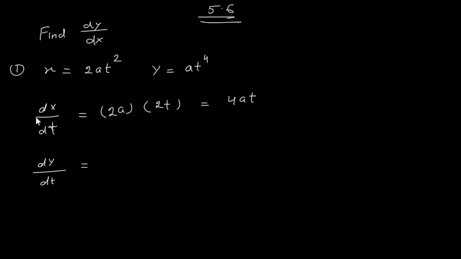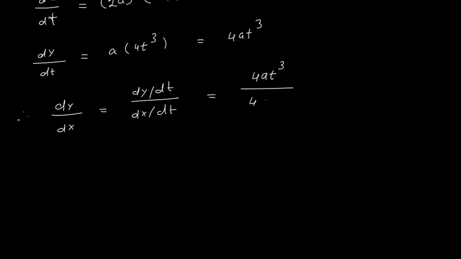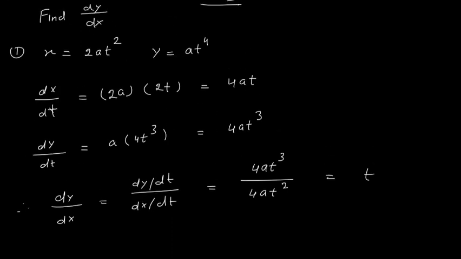So here this y is at power 4. So dy upon dt is a into 4t cube, that is 4at cube. Now we have to find dy upon dx. So dy upon dx is dy upon dt whole divided by dx upon dt. So dy upon dt is 4at cube upon dx upon dt is 4at square. So this gives me t cube upon t square is equals to t.